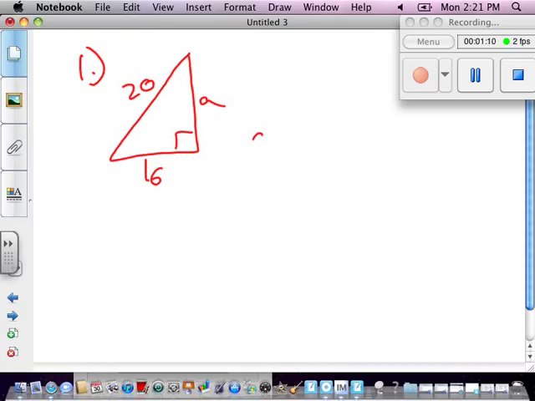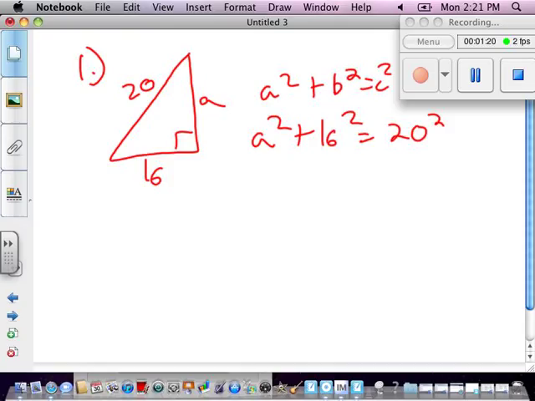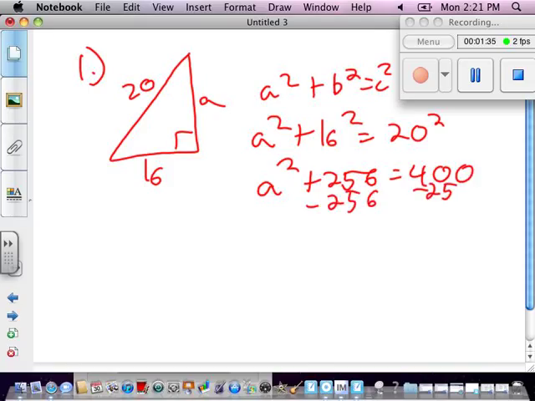So I've got a squared plus 16 squared equals 20 squared. So it's set up a squared plus b squared equals c squared. C is always across from the right angle. So I'm going to get a squared plus 256 equals 400. I subtract 256 from both sides, and I get a squared equals 144. I take the square root of both sides, and I get a equals 12.